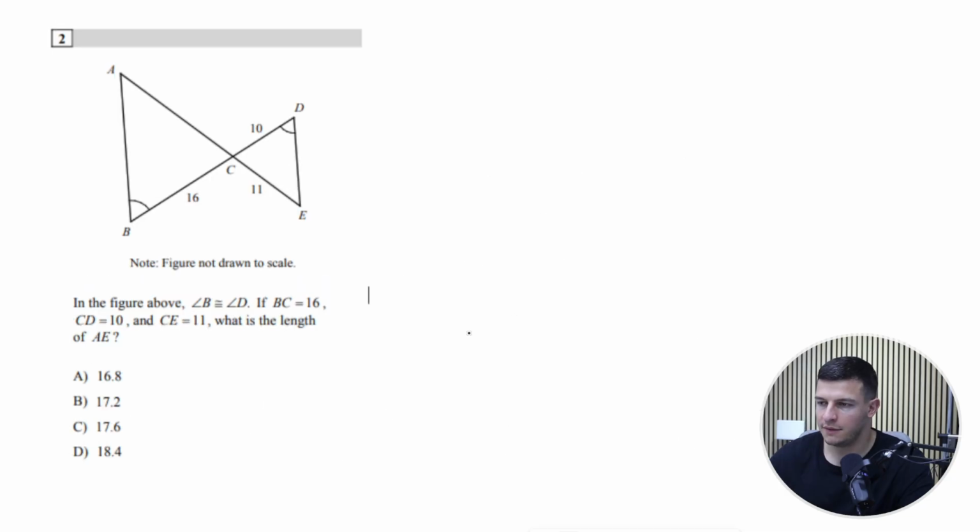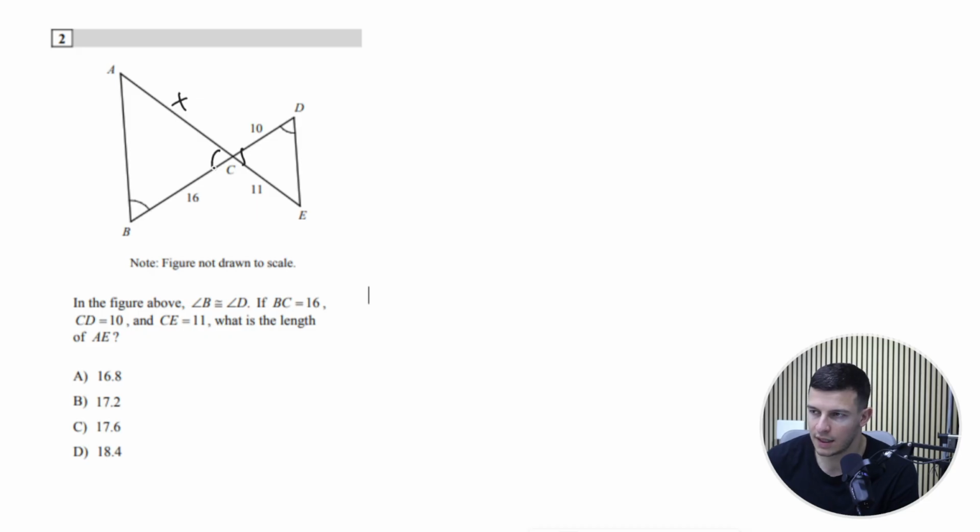All right, next one. In the figure above, angle B is the same as angle D. If BC is equal to 16, CD is equal to 10, CE is equal to 11, what's the length of AE? Now that one is pretty simple. If we can find what AC is, we can find AE, because AE is just AC plus CE. Yes? So, what do we have here? What's the length of AE?